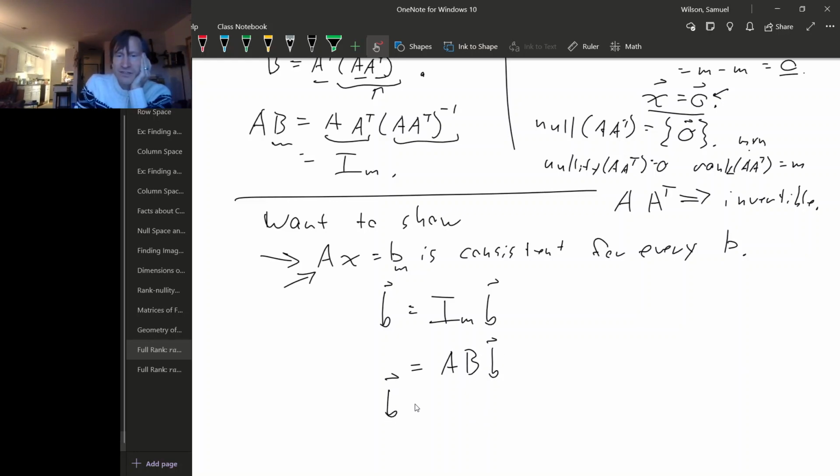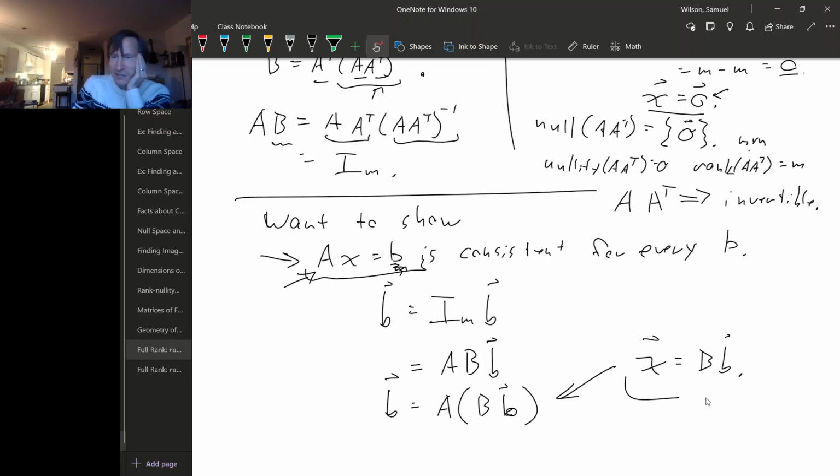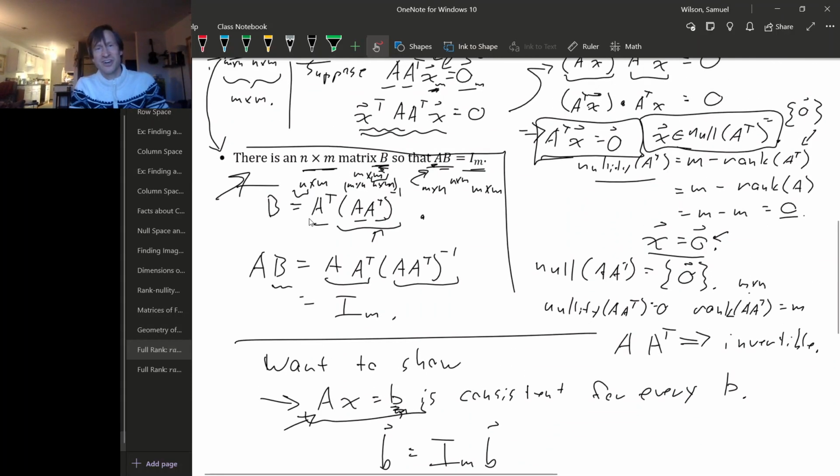So now we have this vector b is A times capital B times little b. But that means that the x we were looking for is just capital B times little b. So we've shown that no matter what b is, this equation has a solution. Here is the solution. And that proves the last implication. So that closes the loop of implication, and it shows that all of these conditions are equivalent.